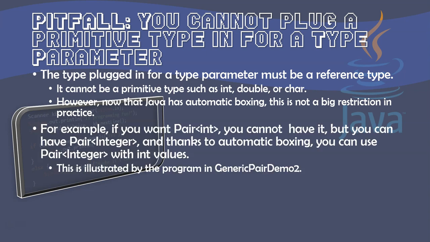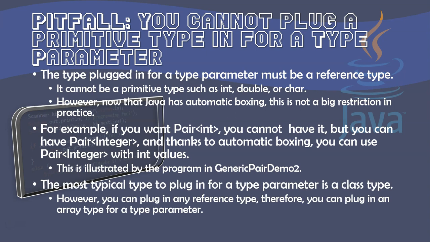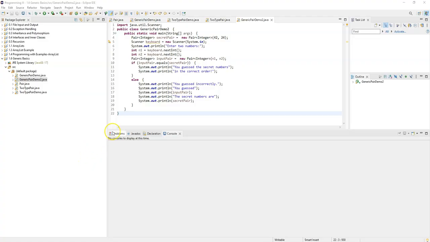If we want to see how we can get this Pair class to work, let's go ahead and look at the GenericPairDemo2 to get a good look at that, because we saw how it works with strings. How do we do this with integers? Well, this is very typical when we want to have a type parameter that's a class type. However, just remember, if you plug in any reference type, you can plug in an array type for a type parameter. All right, so if we look at GenericPairDemo2 here, you'll see it's very similar to our first one.